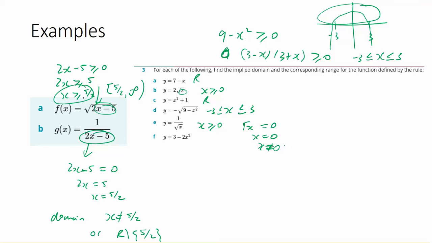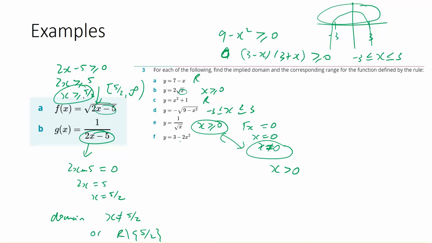Can you see we've got two conditions here? How do I combine conditions? How do I reconcile these two conditions? I know that x can equal 0, but x has to be greater than or equal to 0. So if I want to combine them together, x has to be greater than 0. That's the result, because it cannot equal 0.